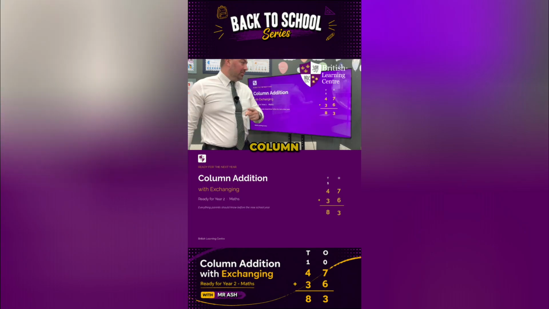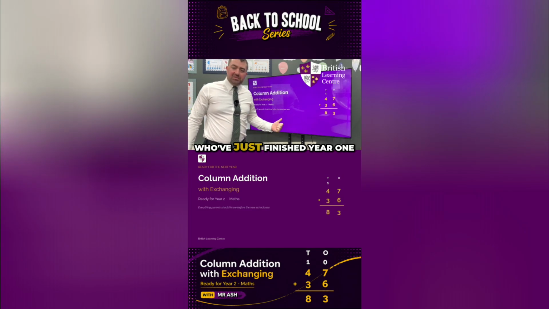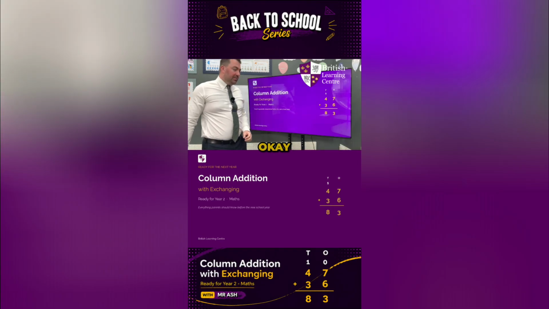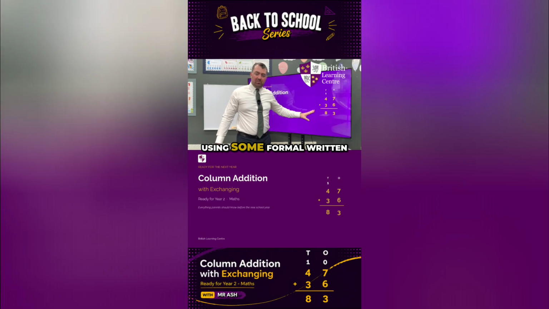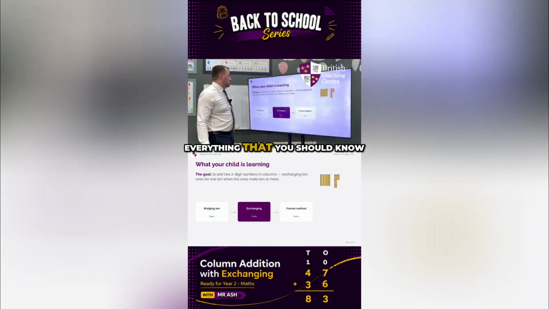Okay, column addition with exchanging. This is for students who've just finished year 1, now going into year 2, okay? So we're going to start using some formal written methods for addition, and that's what we call column addition, okay? Everything that you should know.